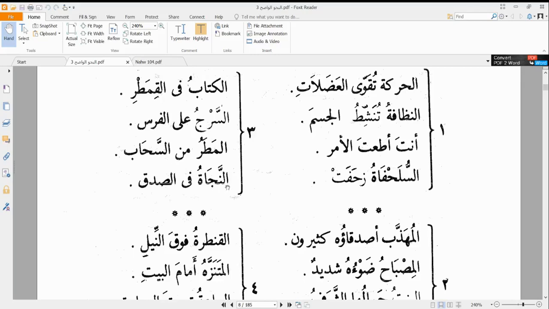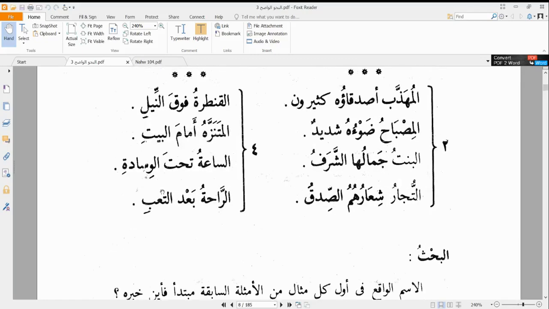النجاة في الصدق. النجاة is our مبتدأ and في الصدق is our خبر in this case, which is a شبه جملة جار ومجرور. And on the other hand we have our ظروف, our ظرف. So القنطرة فوق النيل. The bridge is above the Nile. So فوق is our خبر in this case, which is a ظرف. المتنزه أمام البيت. The park is in front of the house. So المتنزه is our مبتدأ and أمام is our خبر.